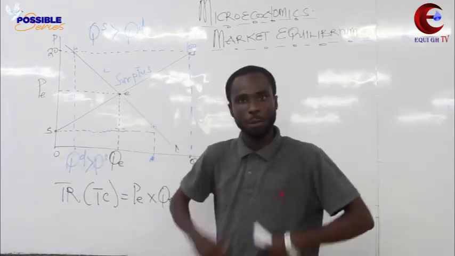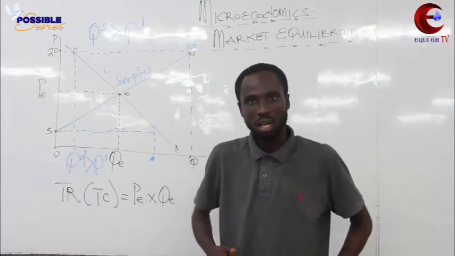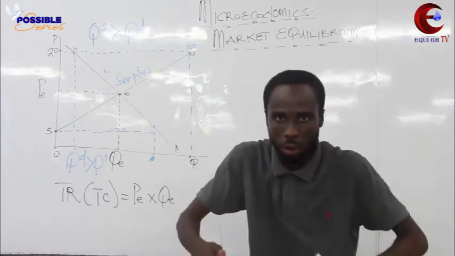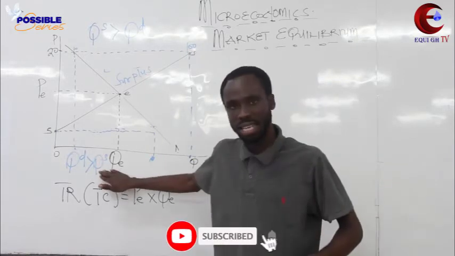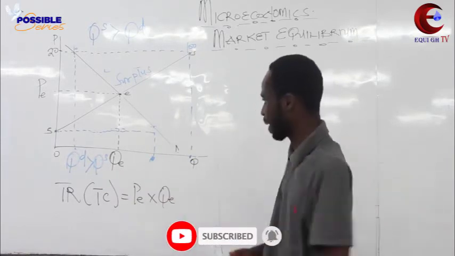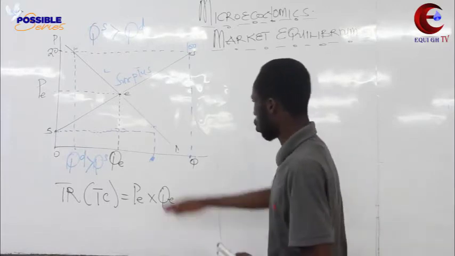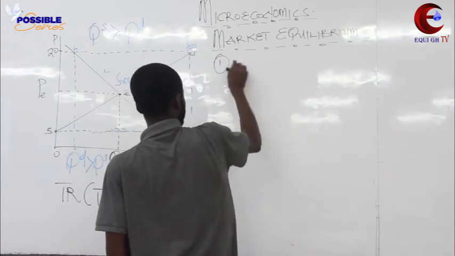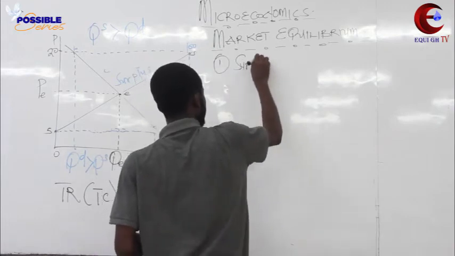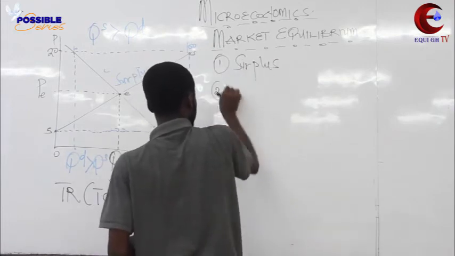So there will be a lot of people demanding, a larger portion of consumers chasing fewer goods. I hope it makes sense. So there will be shortage on the market. I hope it makes sense. So this has introduced us to what is called surplus, and then what is called shortage.